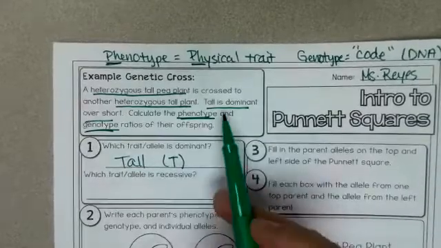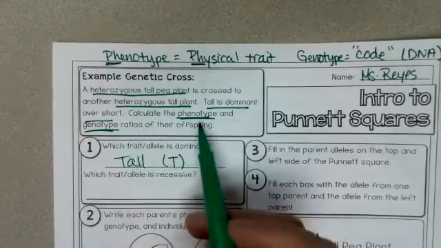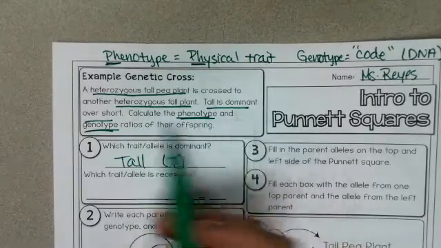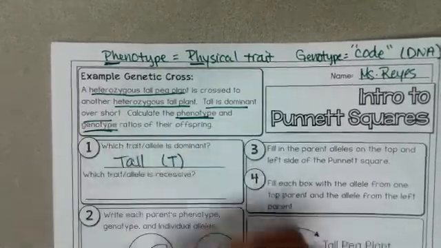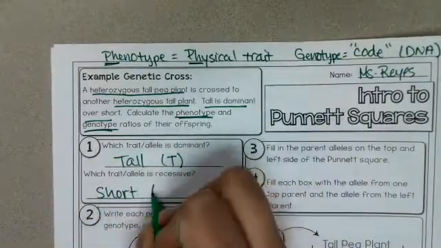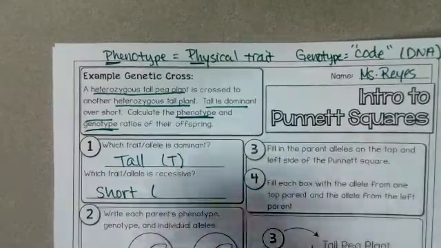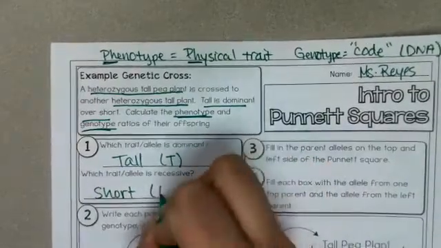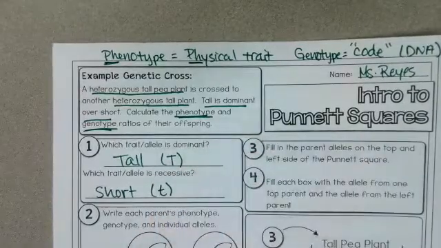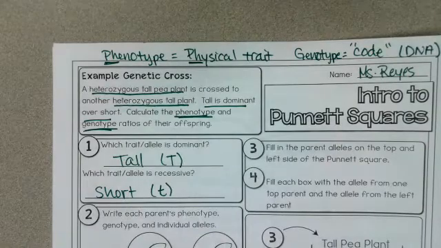Okay. So as we can see, this next question asks, which is recessive? And we can see here that tall is dominant over short. So that must mean that short must be recessive. And in order for us to write an allele, right? For recessive alleles, we always use the lowercase version of the letter that we're using. It's just how it works.